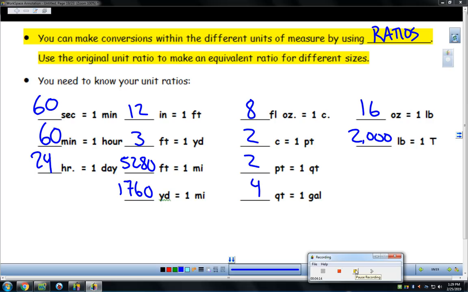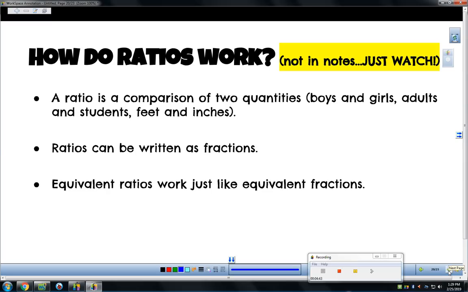This particular page of your notes, as well as a cheat sheet that I'm going to give you with all of these on it, can be used on any assignment, homework, IXL, test, anything you want. So for the rest of the video, you can put your pencil down and just listen. I just want to talk about how ratios work. This is not in the notes, just watch.